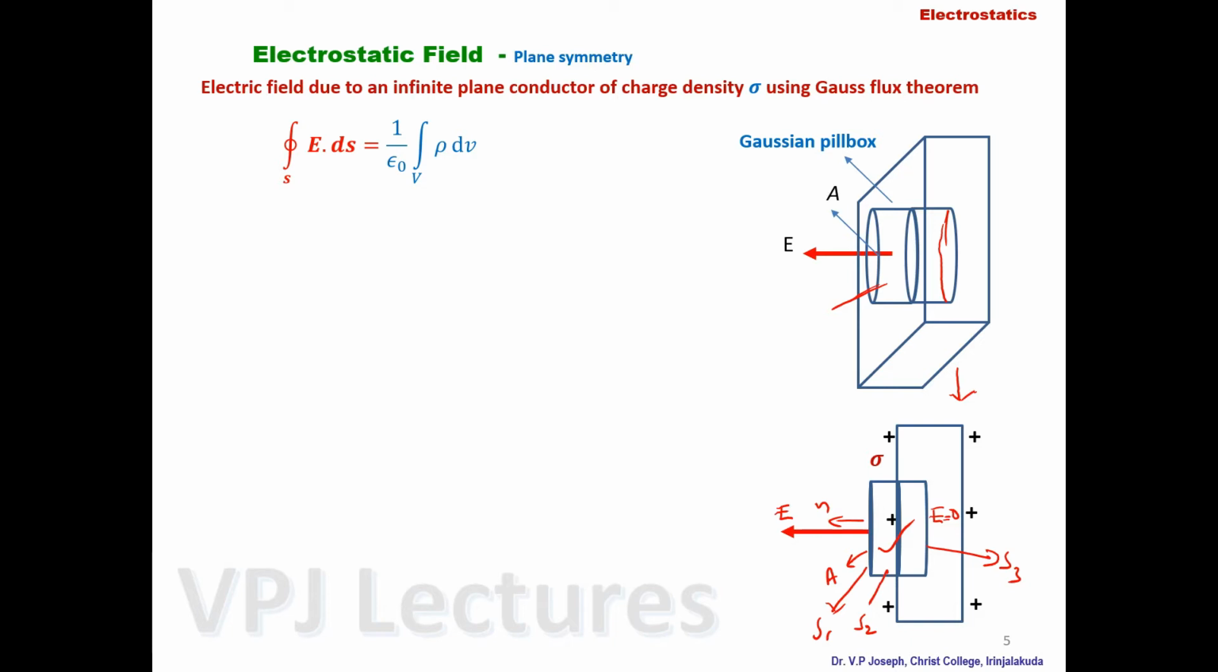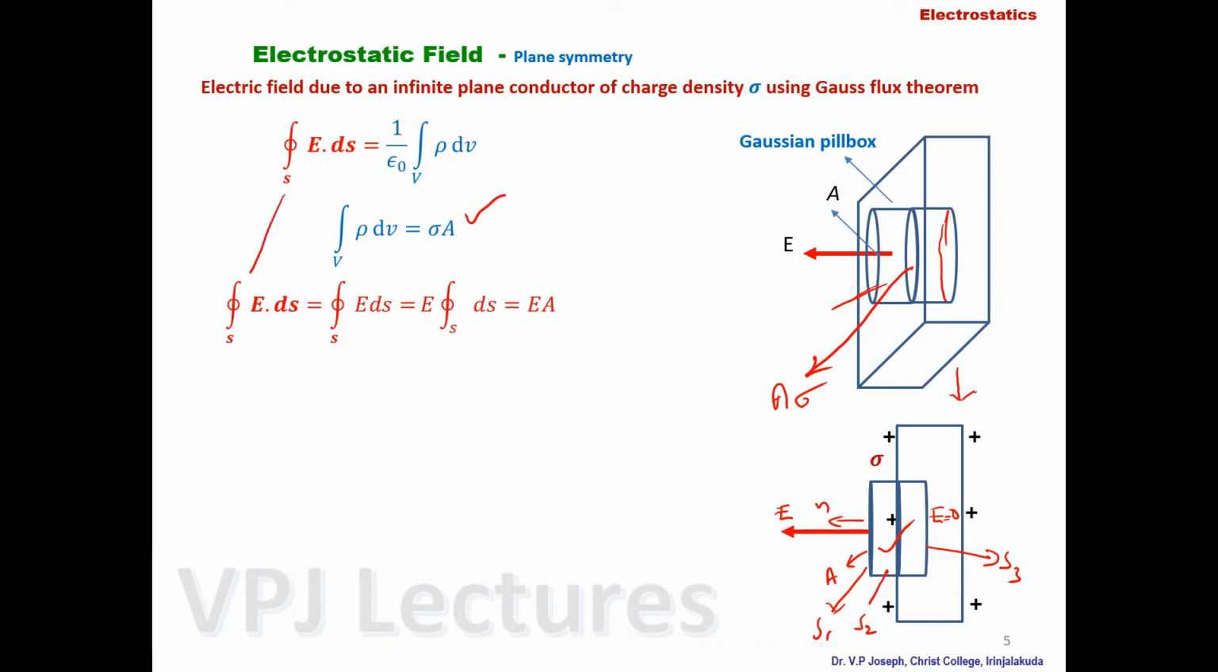So let us expand both sides of the expression. The volume integral rho dV means the total charge inside the Gaussian surface, and here also a small surface charge region is there within the Gaussian surface, of area A, with the charge density sigma. A small portion is inside, so we are able to write the volume integral rho dV is equal to sigma into A. That much portion of the charge is inside the Gaussian surface, so it is equal to sigma into A.